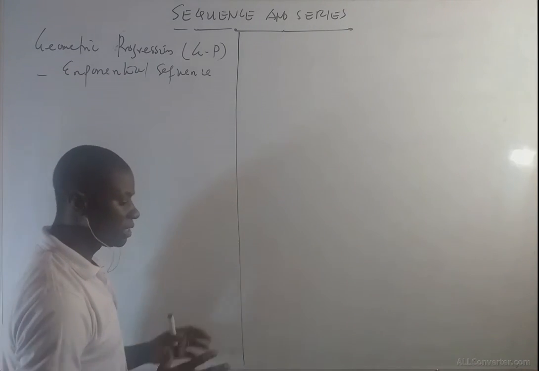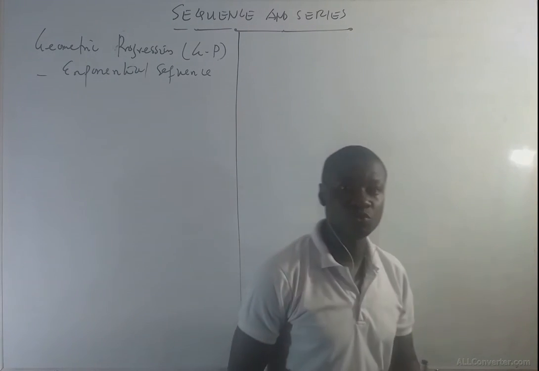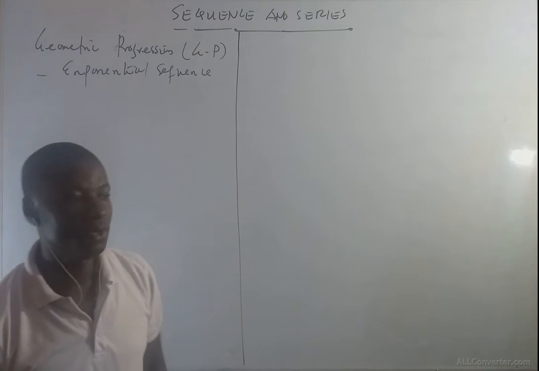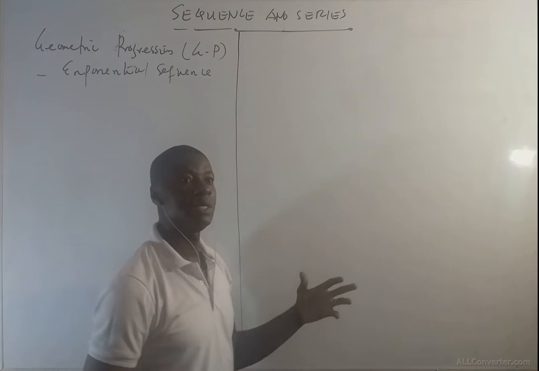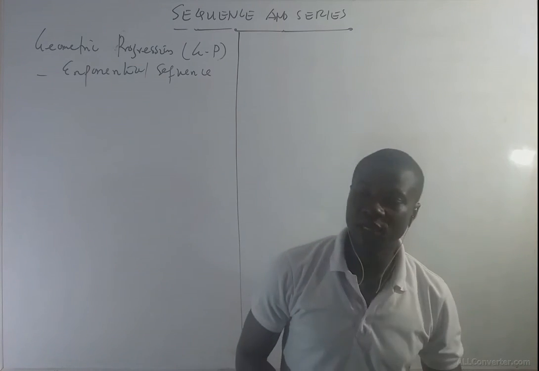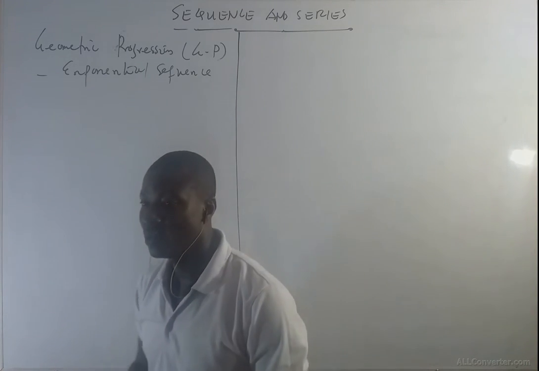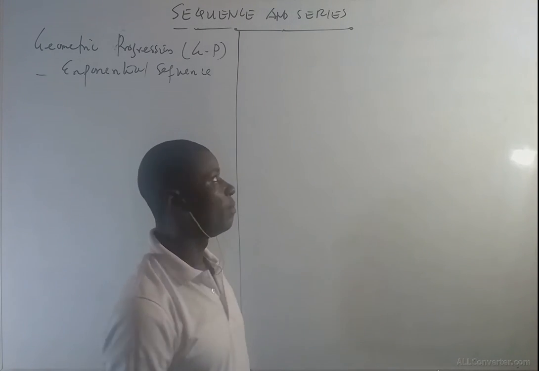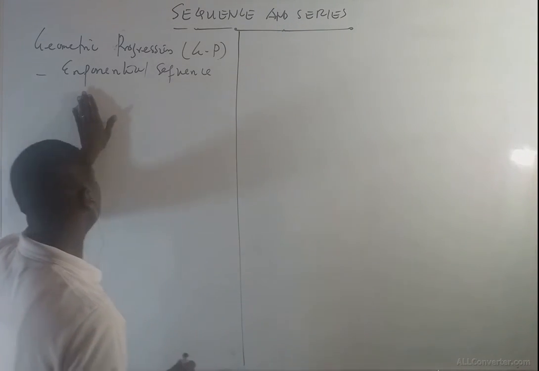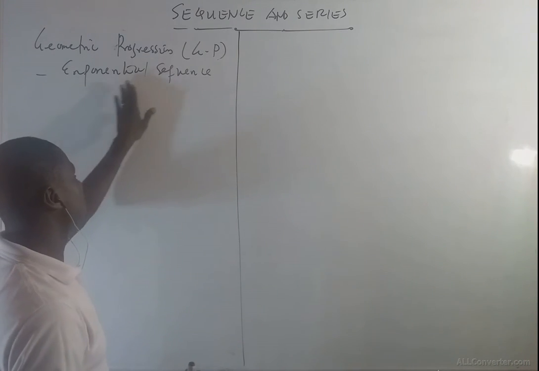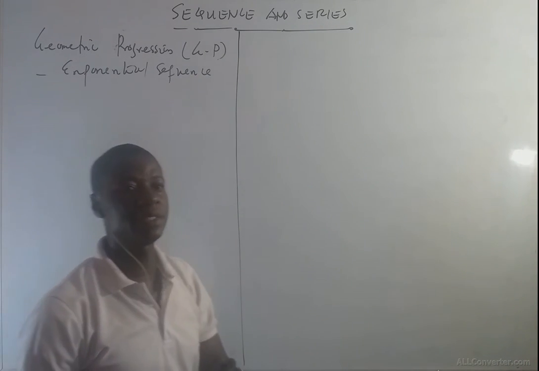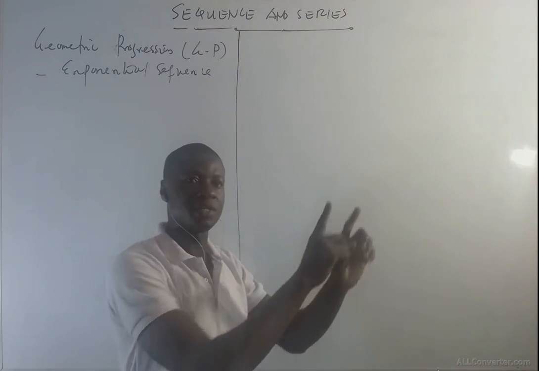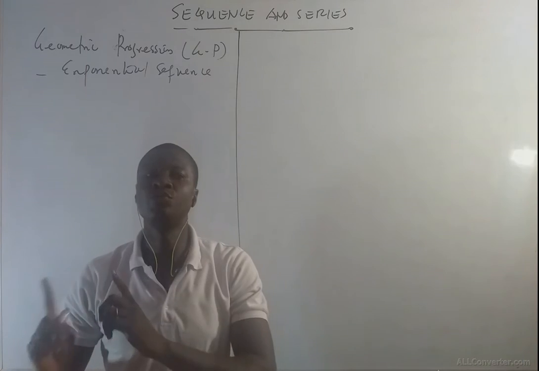Now, with the exponential sequence, a sequence is said to be an exponential sequence if it has the same common ratio. Don't forget that when we were looking at the linear sequence or the arithmetic progression, we said that a sequence is said to be a linear sequence if it has the same common difference. Here, a sequence is said to be a geometric progression or an exponential sequence only if it has the same common ratio. So with the linear sequence, it's the common difference. With the exponential sequence, it's the common ratio.